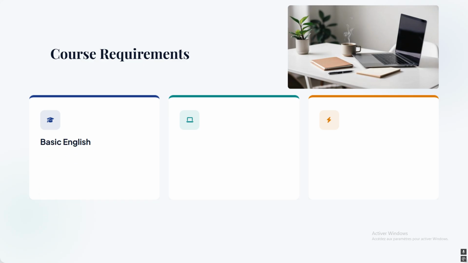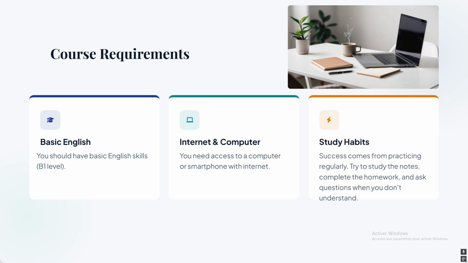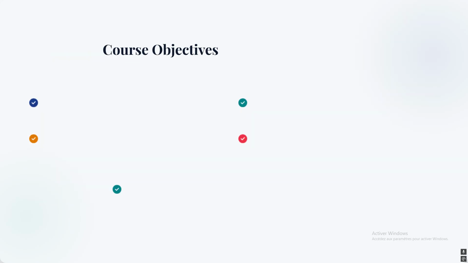First, basic English: you should have basic English skills, at least B1 level. Second, internet and computer, which means that you need access to a computer or smartphone with internet. And finally, study habits. Success comes from practicing regularly, so try to study the notes, complete the homework, and ask questions when you don't understand.